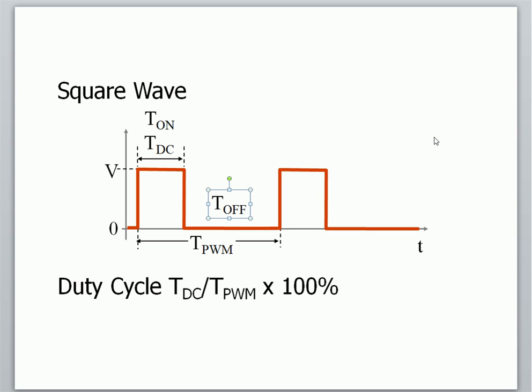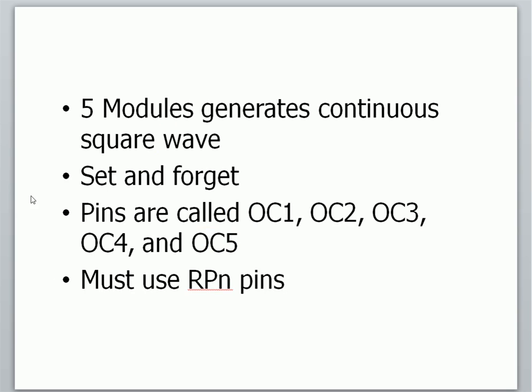Sometimes people give the duty cycle as a percentage, so it'd be the ratio of the on time to the total period. Okay, so something like 30% here, say. Anyway, let's move on. Some details of the chip.